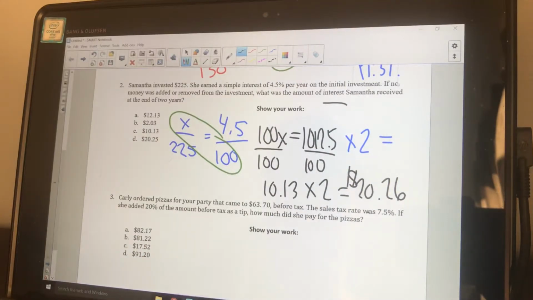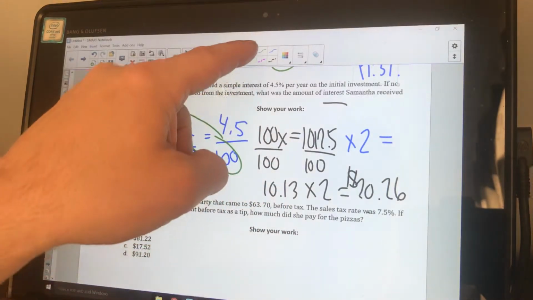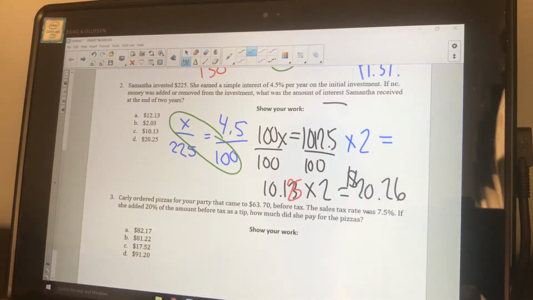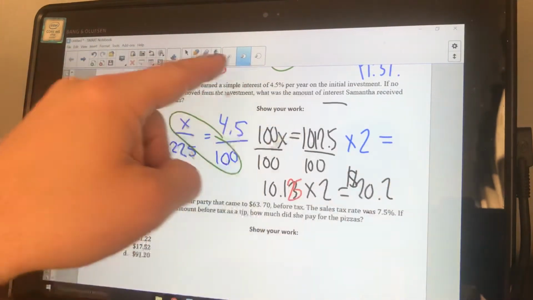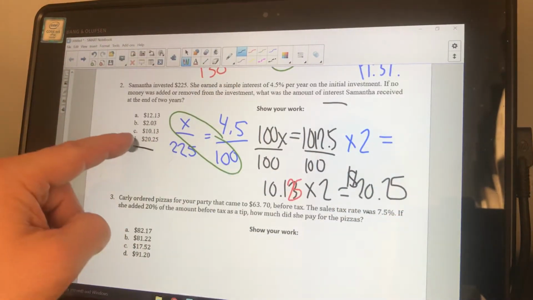Okay, and let's see. Oh, we rounded prematurely. That's what I see. Okay. $10.125 times 2 is $20.25. No need to do any rounding.